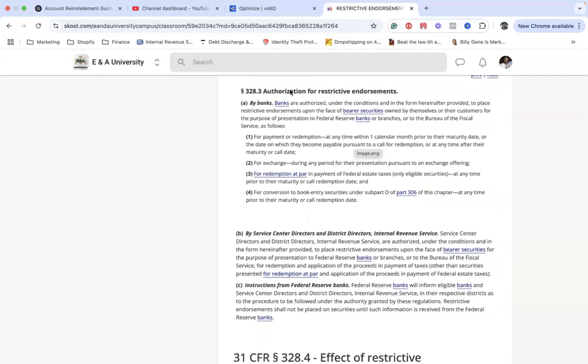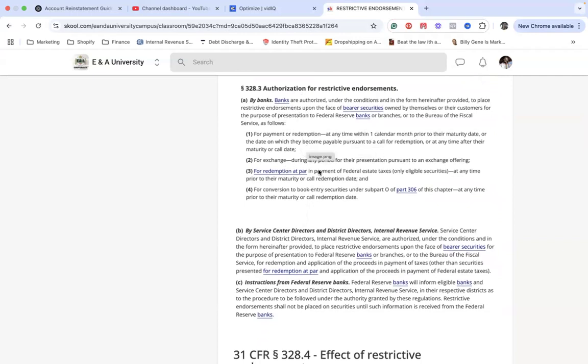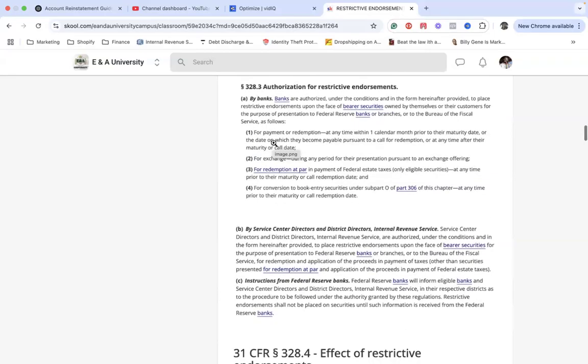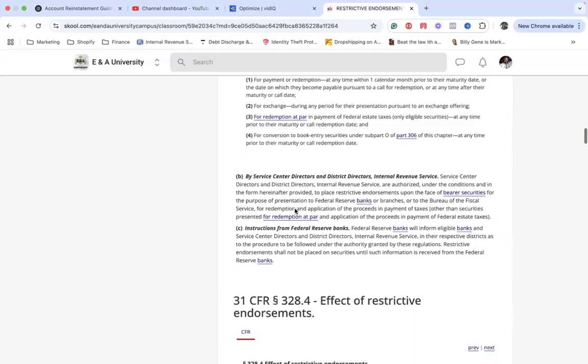This is what they're allowed to do as a bank for exchange during any period for the presentation pursuant to any exchange offering for redemption at par and payment of federal estate taxes at any time prior to maturity or call redemption date for conversion to book entry securities. So they're allowed to do pretty much the same thing, guys, but banks can only do it for very specific circumstances.